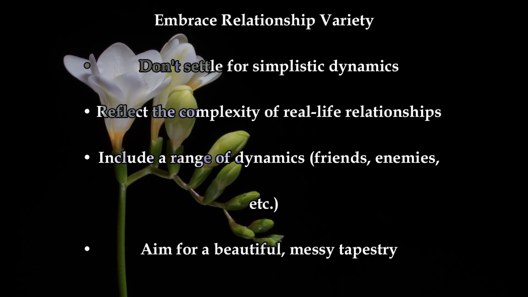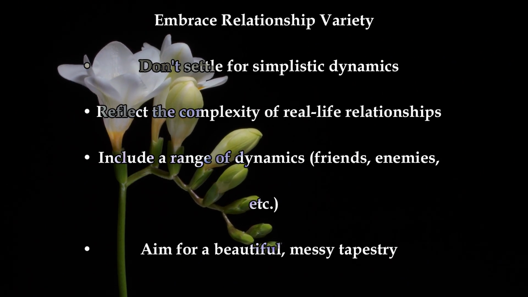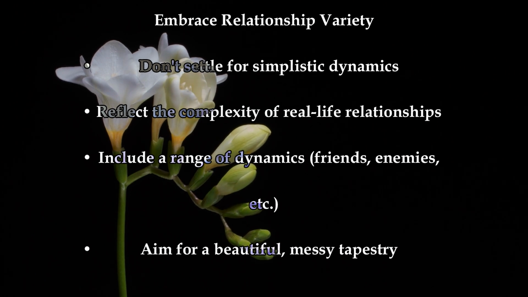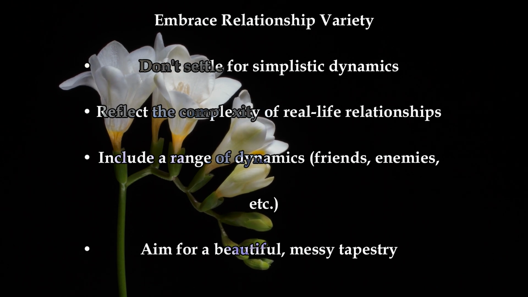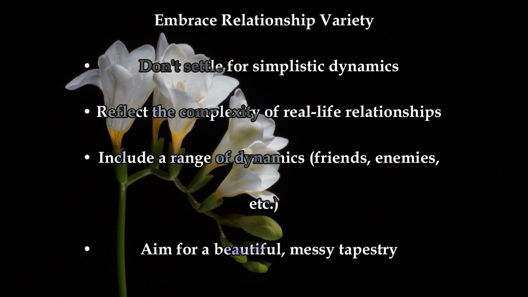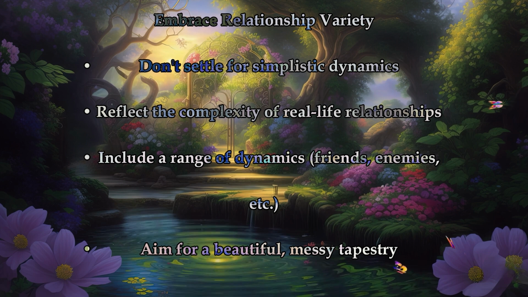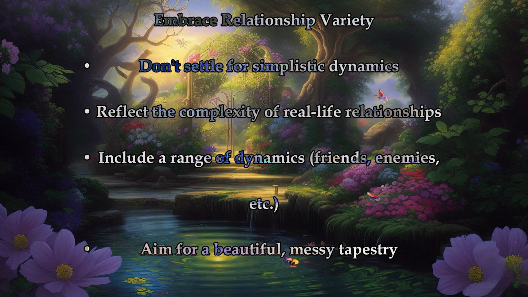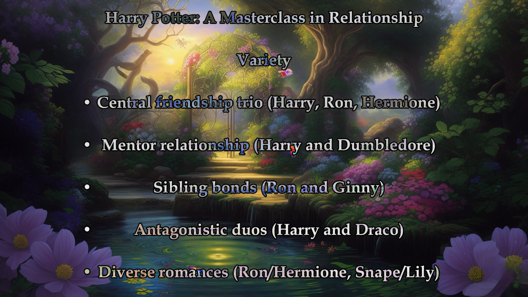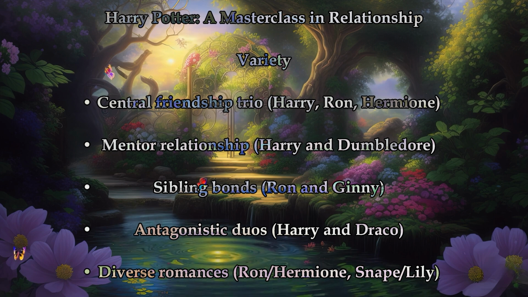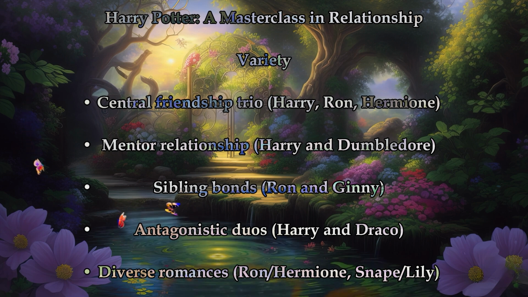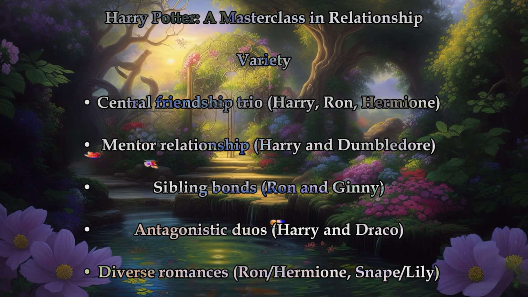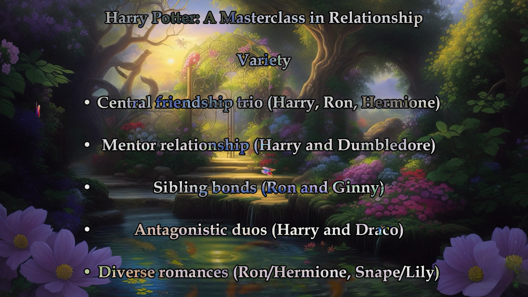So, how do you go about creating character relationships that strike that chord? One key is to embrace variety. Don't just settle for a world where everyone is either best buds or bitter enemies. In real life, we navigate all kinds of relationship dynamics, and your fiction should reflect that beautiful, messy complexity. A masterclass in relationship variety is the Harry Potter series. J.K. Rowling gives us the central friendship trio of Harry, Ron, and Hermione, that classic chosen family dynamic that so many of us cherish in our own lives.